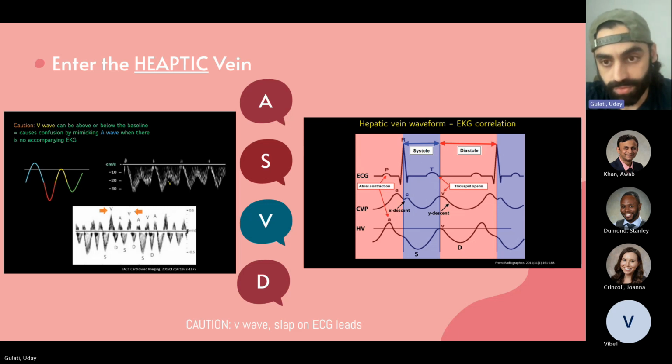The only way to know for sure is to connect EKG leads, which you can with our machines, to the patient and see when the atrium is contracting, when the QRS is. And that S wave is going to be right after the QRS. So as you get your systolic contraction, meaning right after the QRS, that is your S wave. And you want to compare that to the falling wave after that.